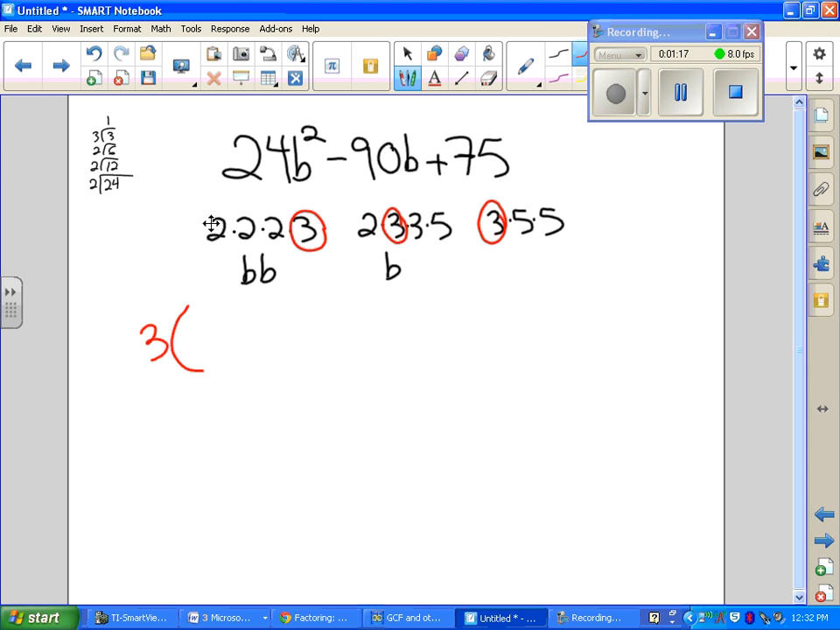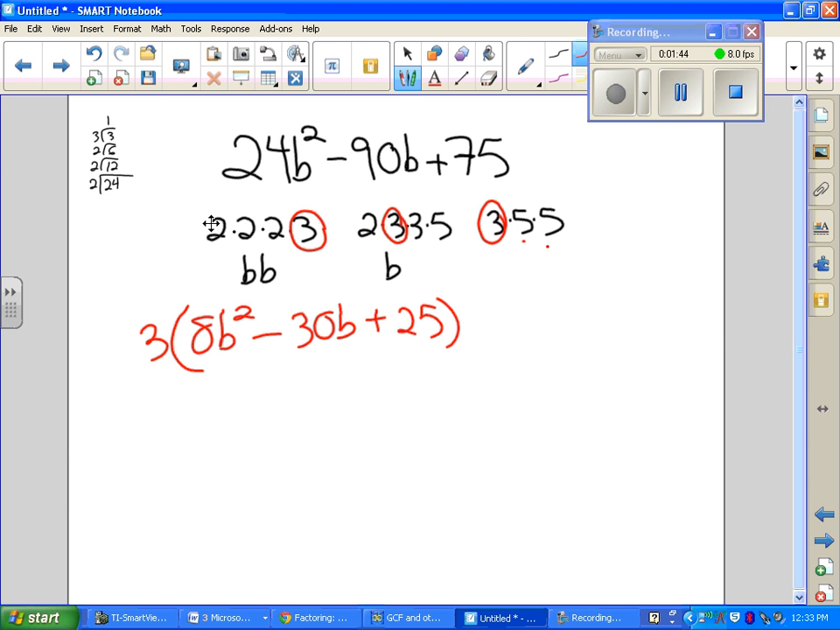I have 3 2's on the outside. 2 to the third. 2 times 2 times 2 is not 6, it's 8. And 8b squared. Someone corrected me for second period. Thank you for that. I mess it up sometimes because I'm thinking about a few things. Second term, 2 times 3 times 5 is 30 in the B. And the last term is a plus 25 because 5 times 5 is 25.